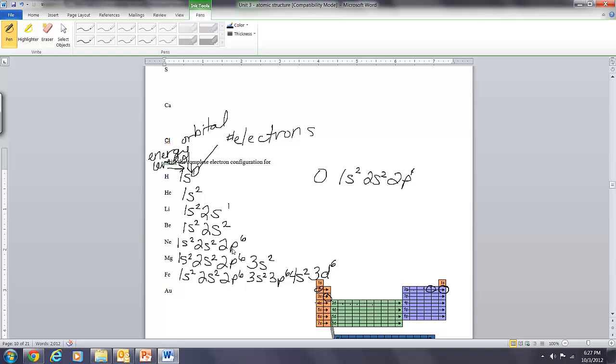Plus, if we look, we can start realizing anything in that column is going to end in a d6. Anything in this column is going to end in a p4, p5, p6. You start to see the habit, you start to see the pattern as we're going through it.